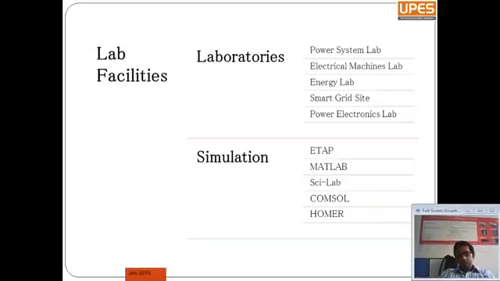Coming on to the lab facilities, we have the power system lab, electrical machine lab, energy lab, the power electronics lab, and the smart grid site. Now all these labs are pretty common with the electrical departments. The only specific one we are going to talk about is the smart grid site.